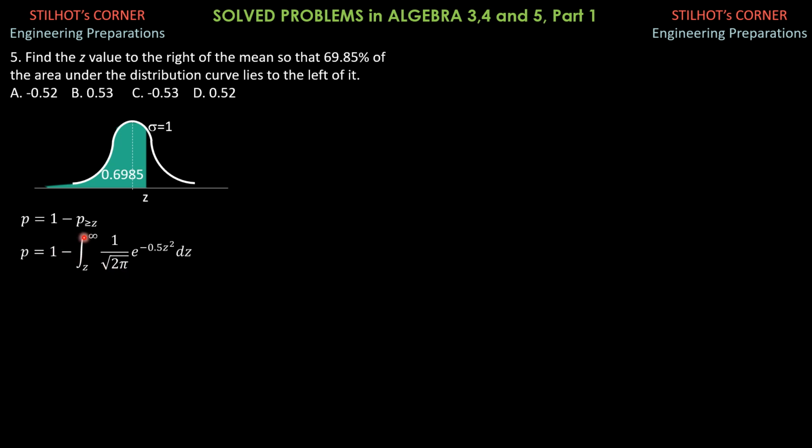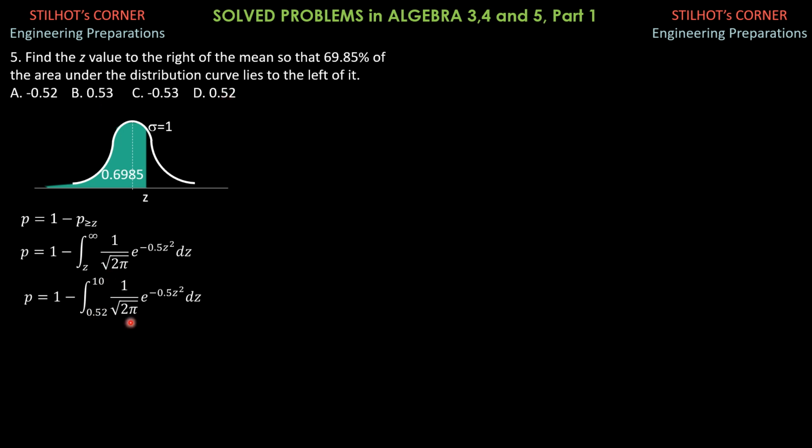So this is 1 minus integral from z to infinity of 1 over square root of 2 pi e to the negative 0.5 z squared dz. So as I said, you may choose 5 if you want, but in this case I'll just choose 10. And from the choices, because z must be positive, it lies to the right because of this information here, area, then I just manipulate the choices. We select between 0.52 and 0.53. That's the expected answer. So let's start with 0.52.